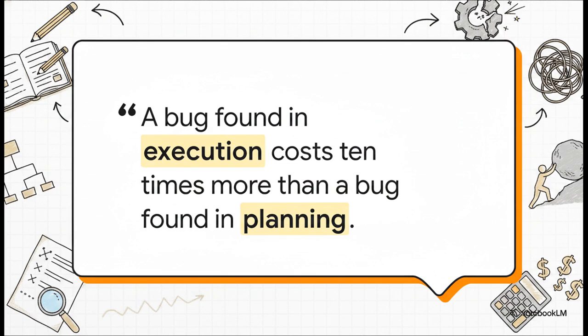Imagine one of our senior QA managers telling you this on your very first day. A bug found in execution costs 10 times more than a bug found in planning. Seriously, this is why Phase 1 is so absolutely critical.